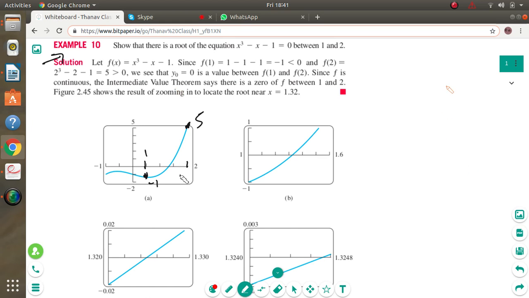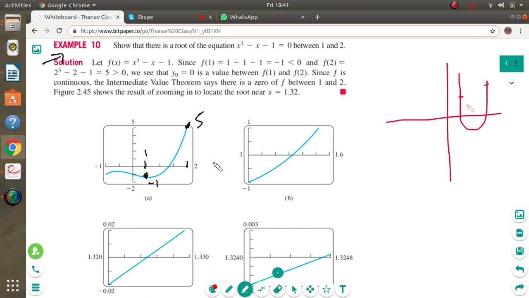That is quite obvious. That is what there will be, a root. Yes, absolutely. It is logical, mathematical logic. If you go from a negative to a positive value, there will be at least one root.